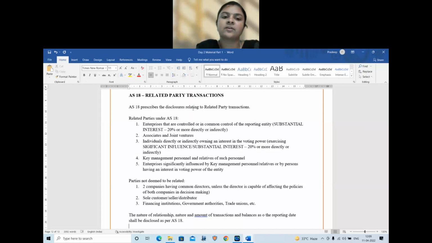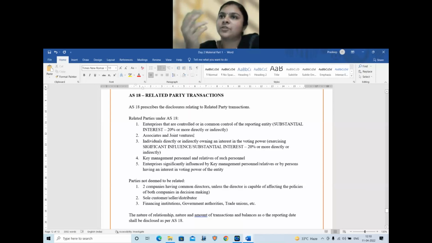Five points. First, enterprises that are controlled or in common control of the reporting entity. When I say controlled or common control, we will have holding companies, subsidiaries, fellow subsidiaries, subsidiary of subsidiary, everyone coming into this picture. But the point to remember is that we look at the term substantial interest. For all practical purposes, substantial interest is taken as 20% of the ownership, be it share capital or voting rights, directly or indirectly, which means holding along with the subsidiary. If it has 20% in another company, then that becomes a related party.